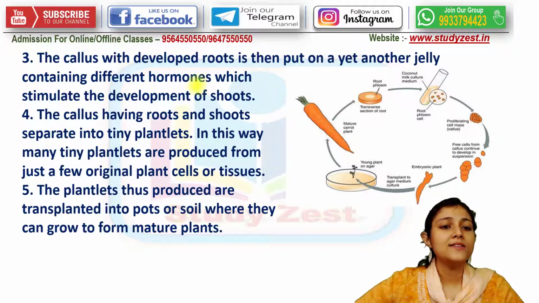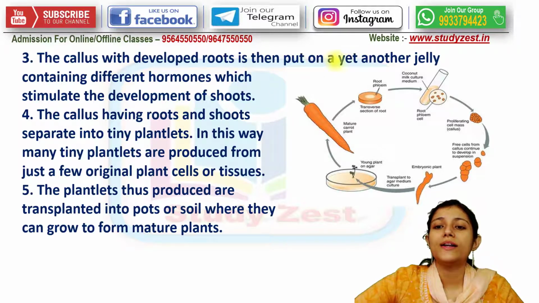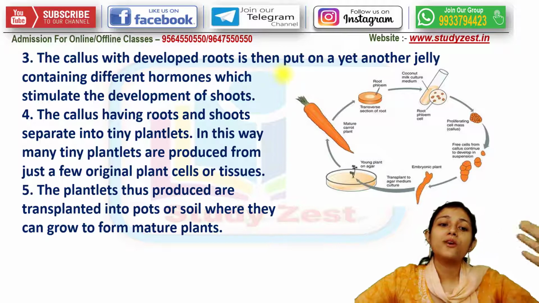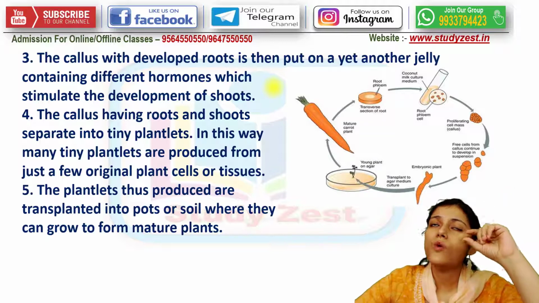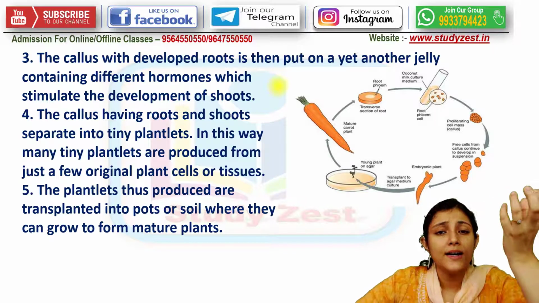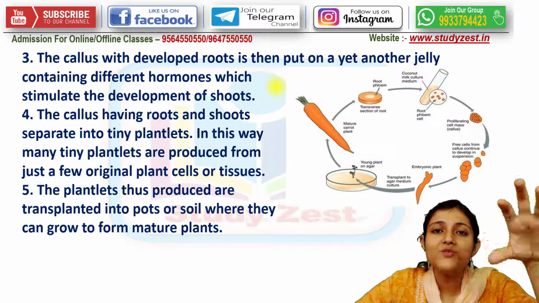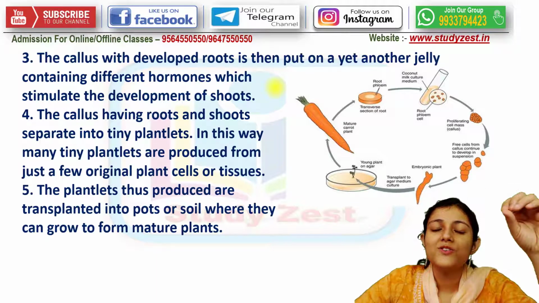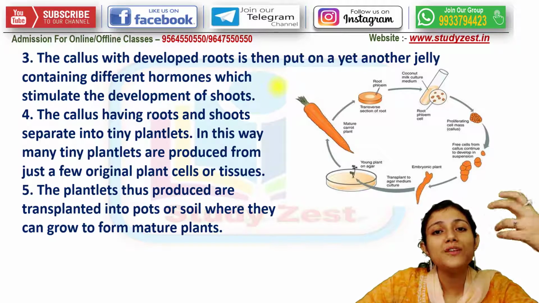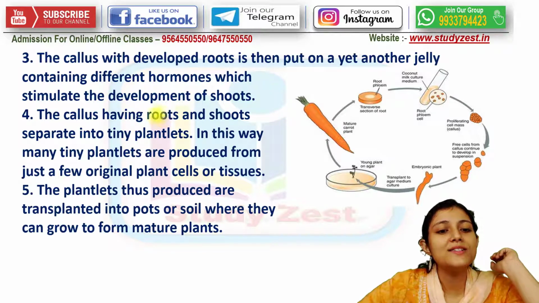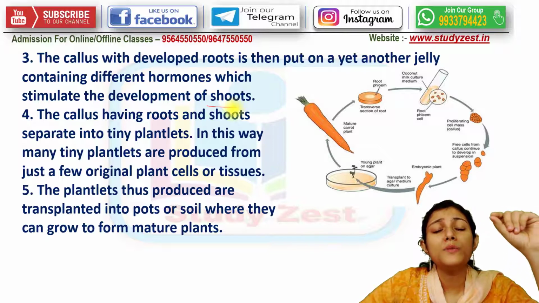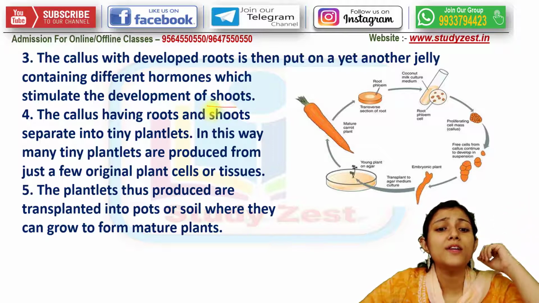Okay, next the callus with developed roots is put on yet another jelly. वो क्या होता है, ये ट्रांसफ़र किया जाता है. ट्रांसफ़र करते करते क्या होता है, whenever one small piece of tissue or plantlet is attaining its growth, how? By utilizing that nutrition, right? So whenever the nutrients in that medium are finished, used up, that medium is not needed at that time, it must be transferred to a new medium which stimulates the development of the roots. Definitely the hormones present in that medium will stimulate the development of the shoots.